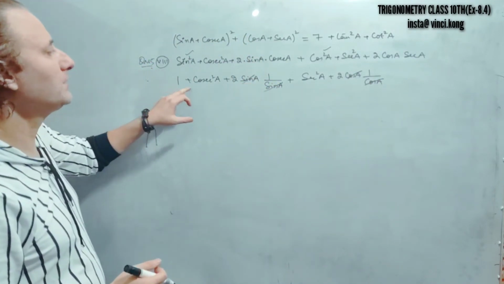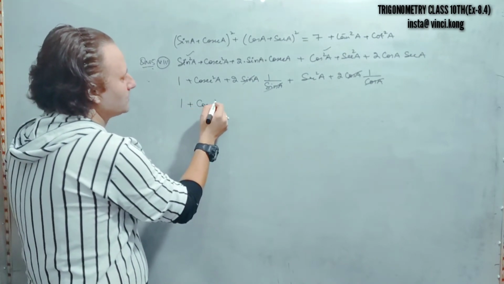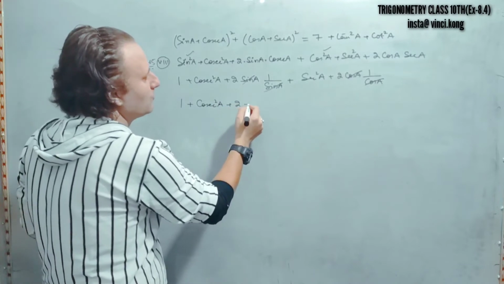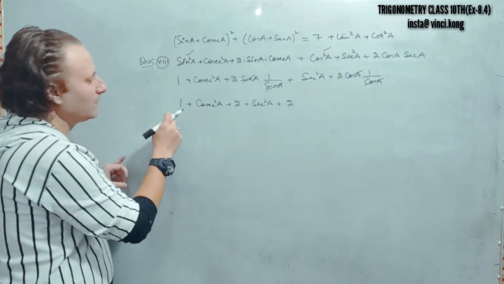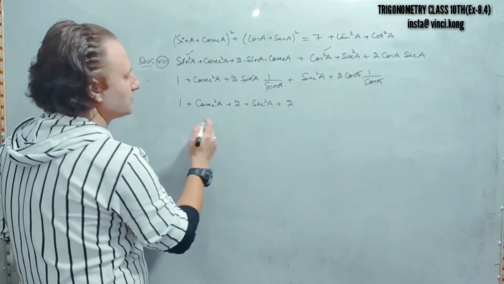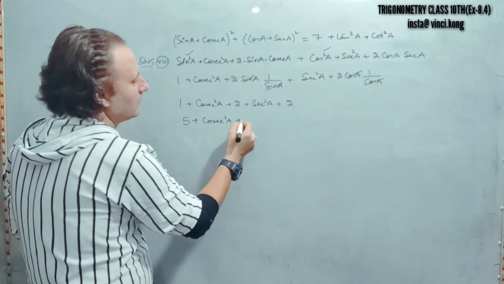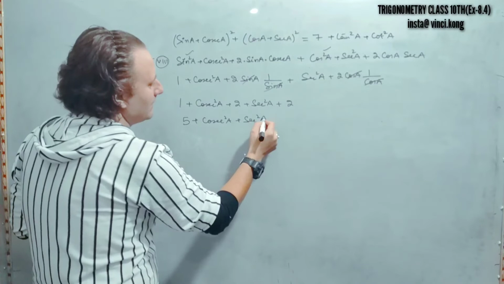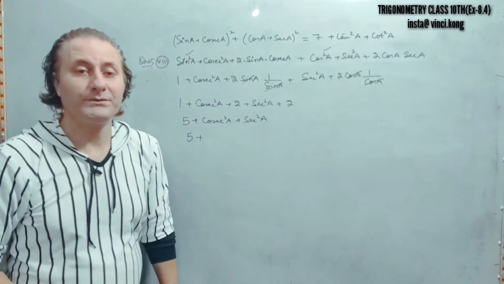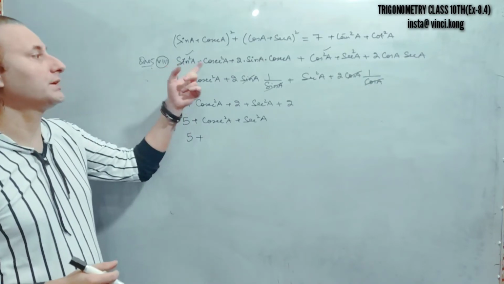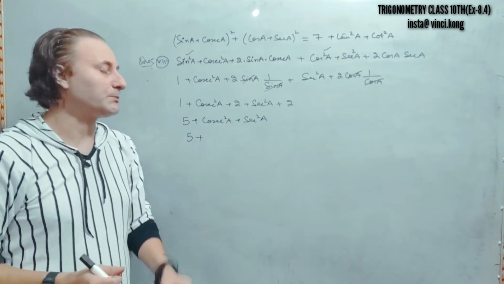What do I have? I have 1. So let me write this: 1 plus cosec square A plus 2 plus sec square A plus 2. Now 1 plus 2 plus 2 becomes 5 plus cosec square A plus sec square A. Now what to do? We have 3 identities. One of them is sin square A plus cos square A. We are done with that. We have 2 more identities. That's what I'm going to use here.